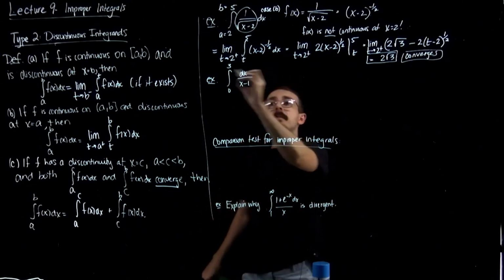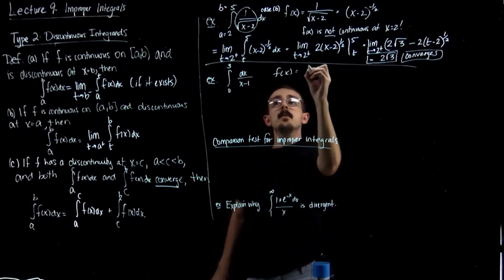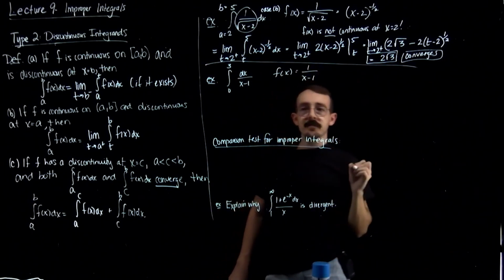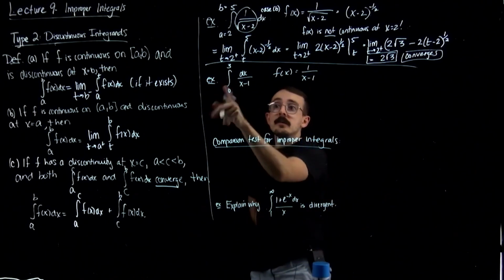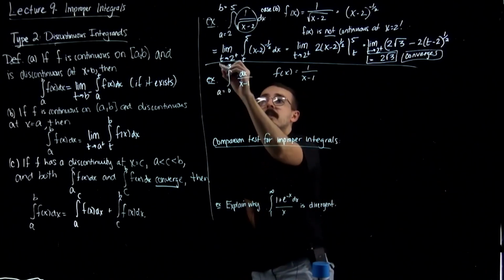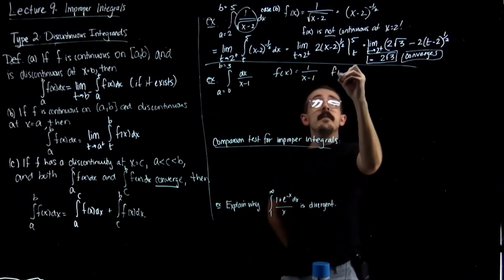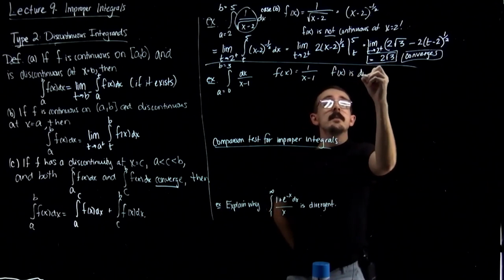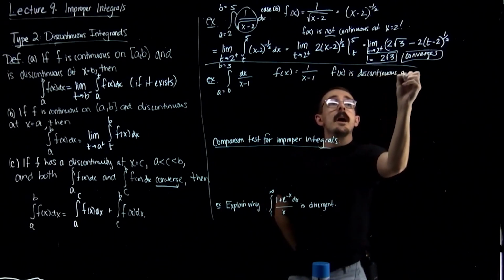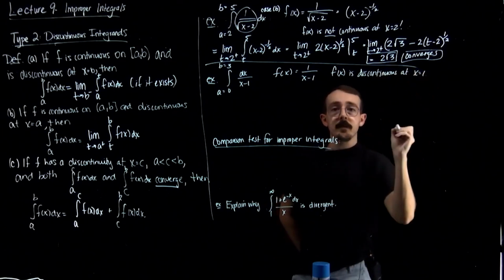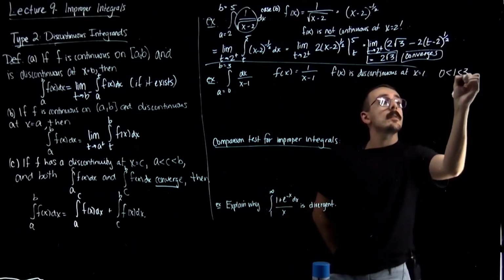So this time, I'll kind of section this off. This time, the function is 1 over x minus 1. And where does this have a problem? Take note of the interval. First, we need to figure out if there actually is a problem here. So there is a problem. f of x is discontinuous at which x value? It's at x equals 1. And 1 is strictly between 0 and 3.